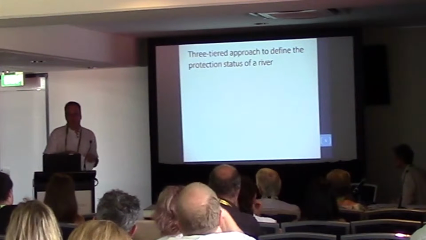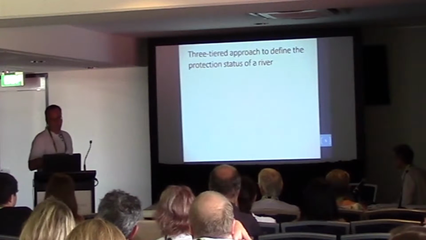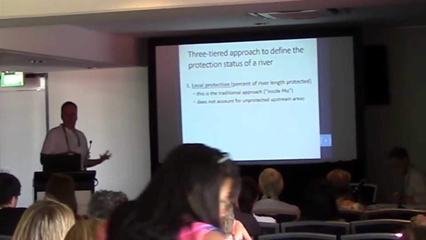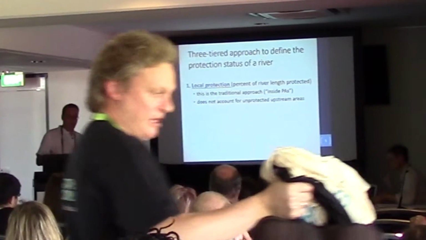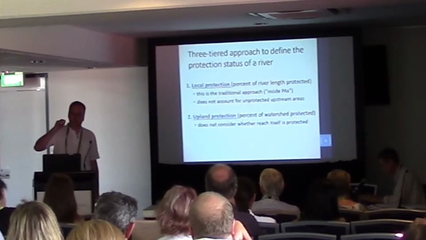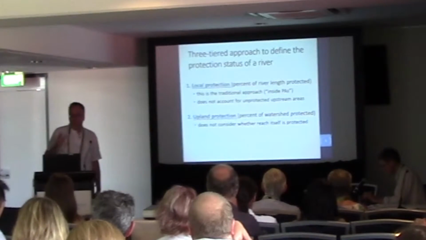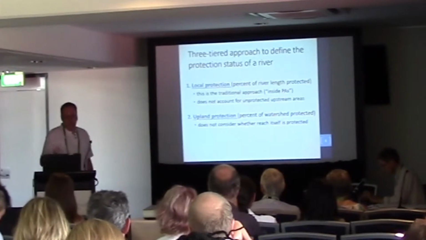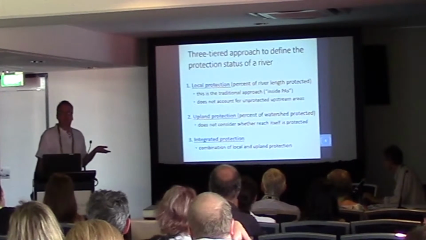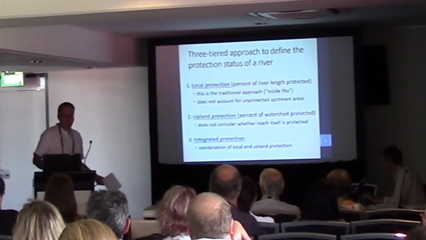So what Bernard, mainly Bernard, Robin, and Michelle came up with is a three-tiered approach to define the protection status of a river. You obviously still need to look at local protection, so that's the traditional approach. Is it inside the protected area or not? You also have to think about how much the upstream watershed area is protected. But again, that doesn't consider whether the reach itself is protected, and I think it can fall down quite badly with that. So what we're proposing in this analysis is something that we call integrated protection, which is a combination of local and upland protection.